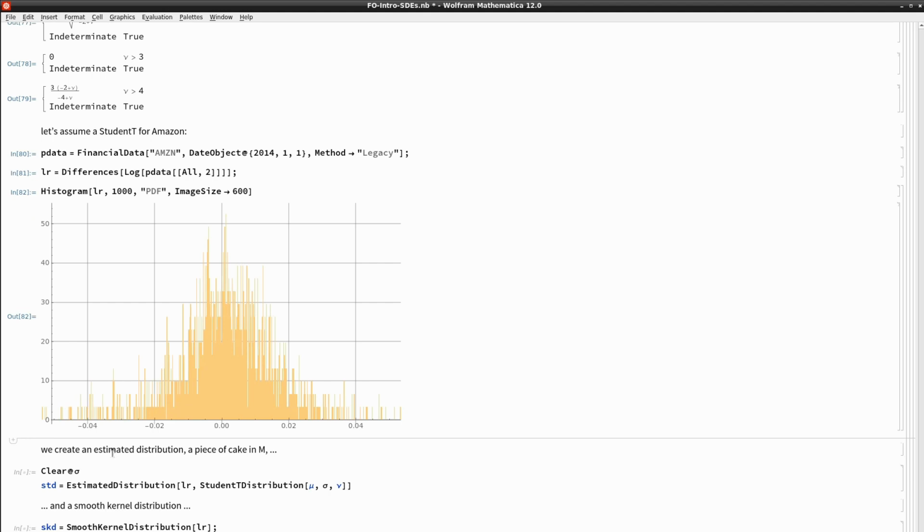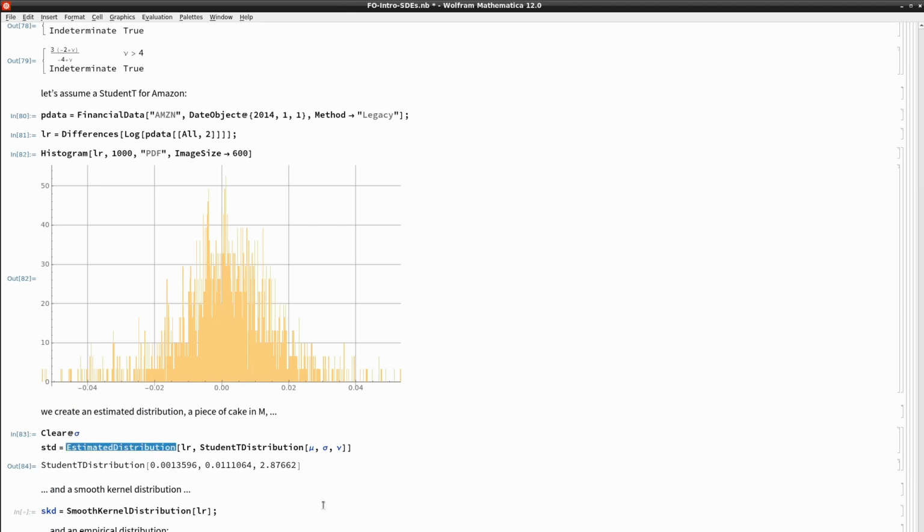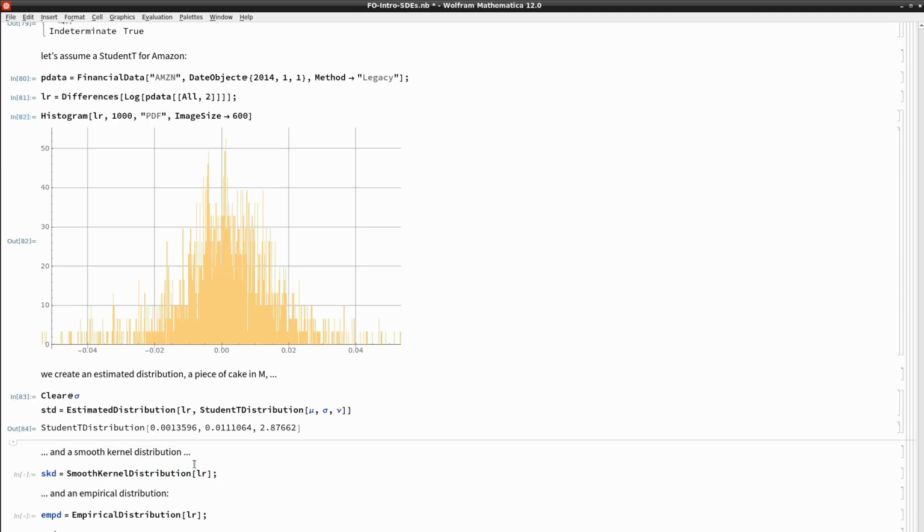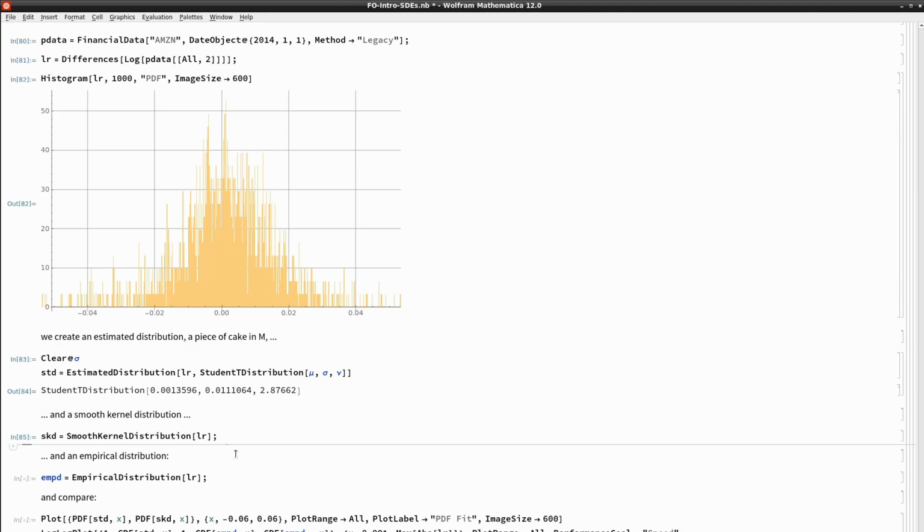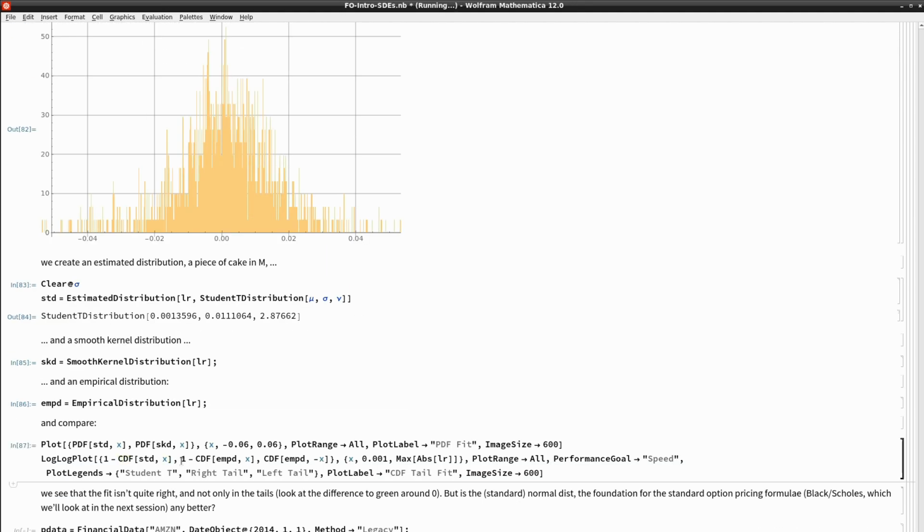And we can now also create an estimated distribution pretty easily in Mathematica. We use the function EstimatedDistribution. We do this on our data, and we prescribe the student t distribution with mu, sigma, nu as the 3 parameters. Note again, I'm not providing numbers here. These are blue. So these are just unevaluated formal parameters. And the return is a student t distribution expression with these 3 parameters evaluated for the data we provided in LR. And for the next plots, we also need a smooth kernel distribution on LR, and we need an empirical distribution on LR. And now we are ready to compare these.